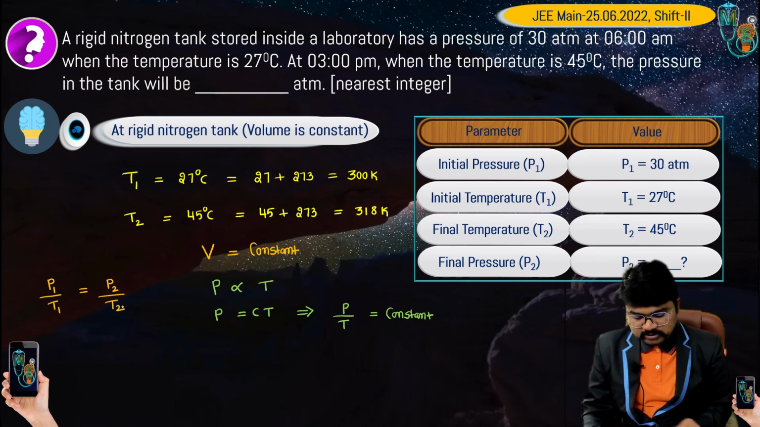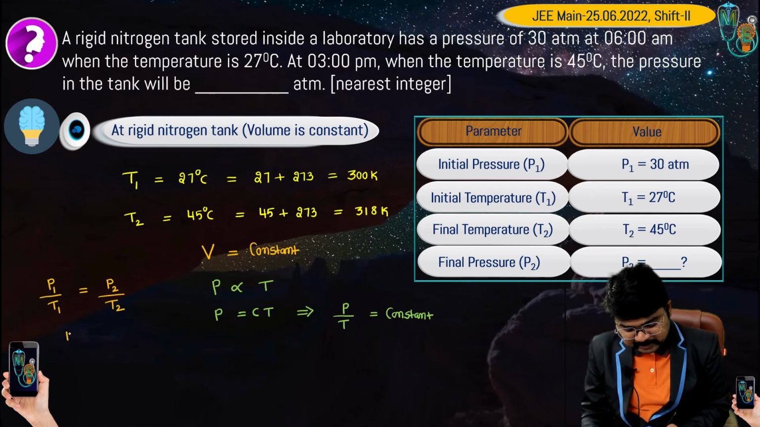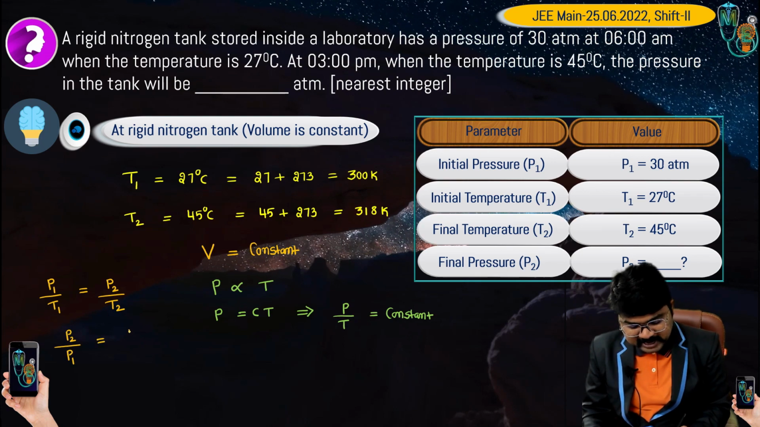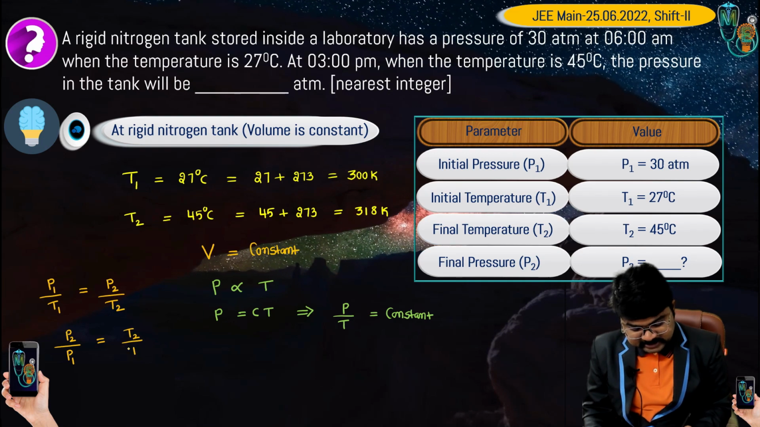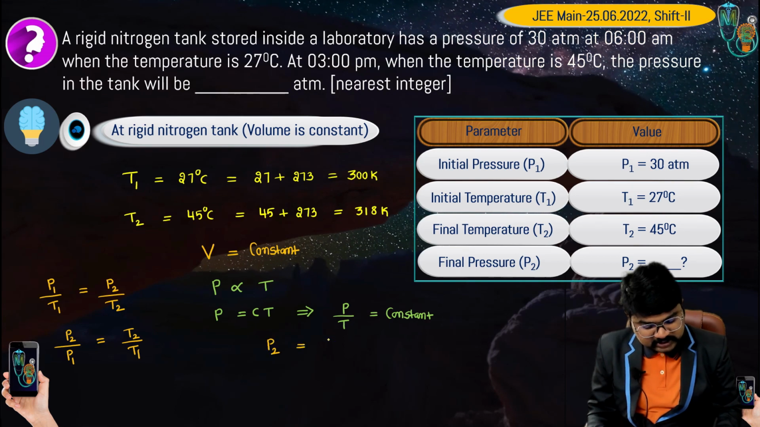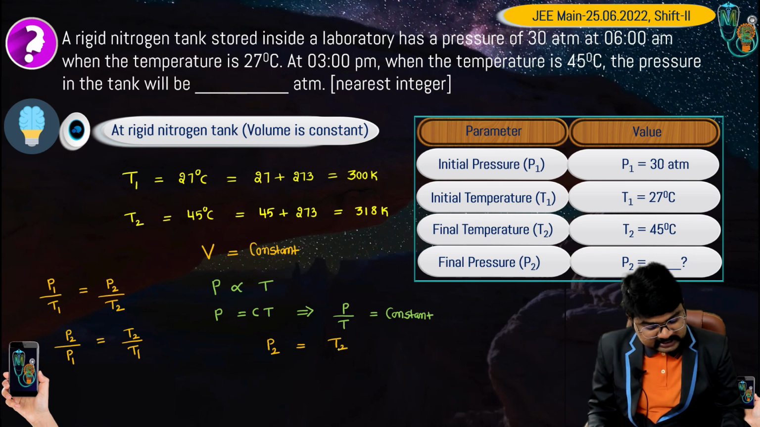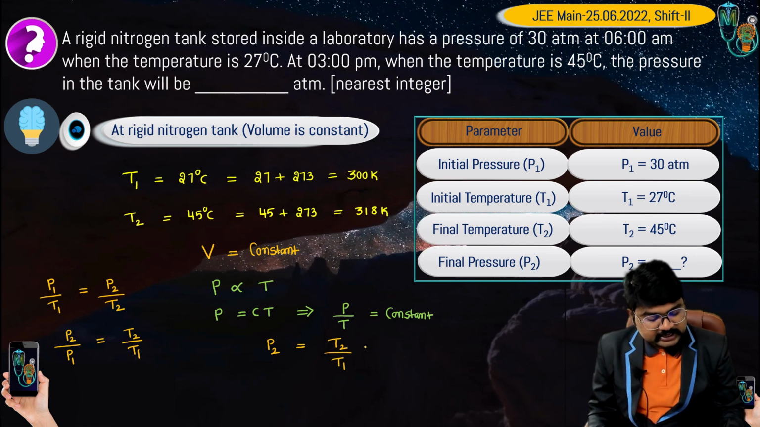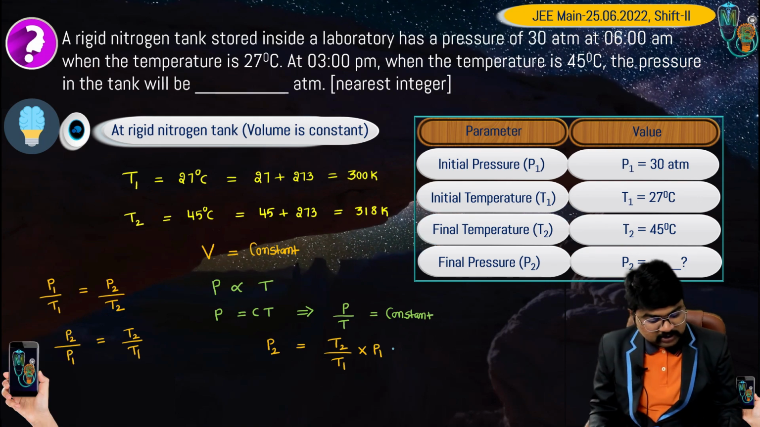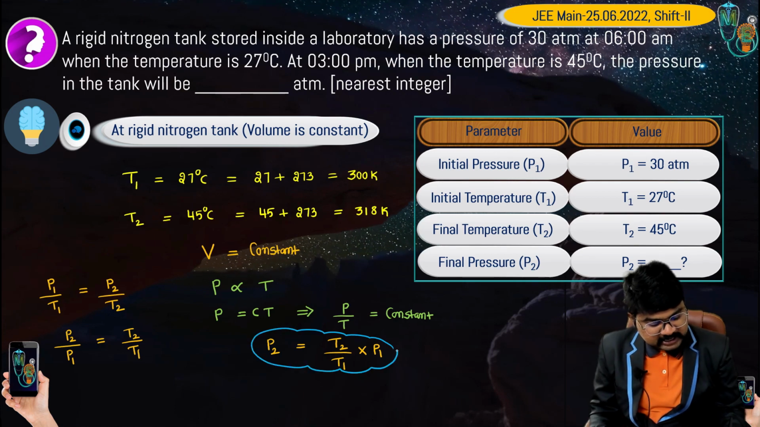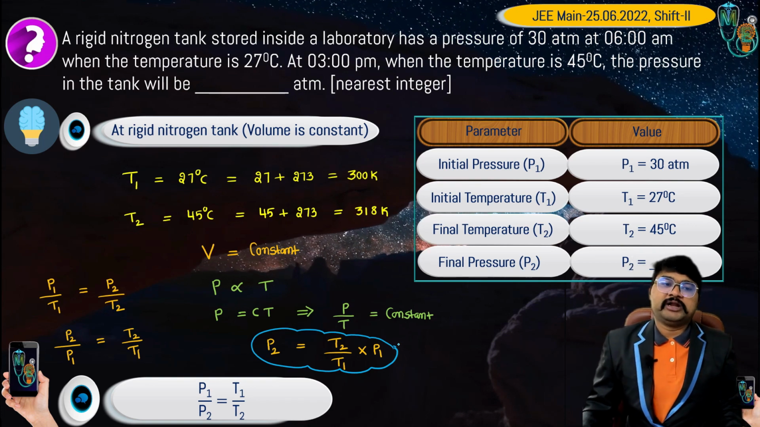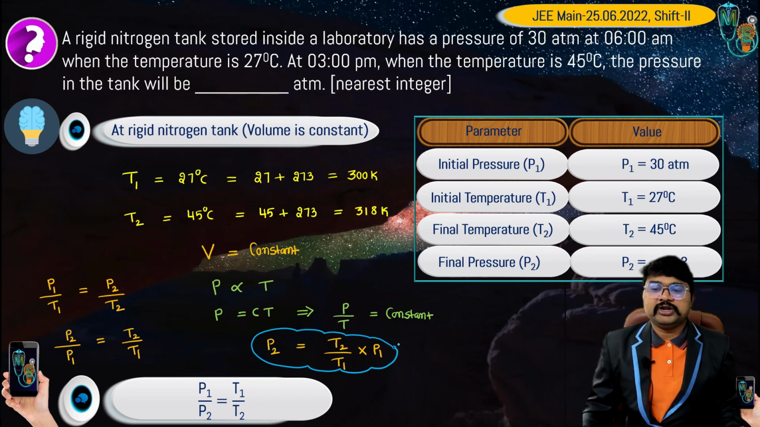You can write it as P2 by P1 equals T2 by T1. So finally, what is the pressure P2? We need to calculate T2 by T1 into pressure P1. In this manner, you will be calculating pressure P2. Finally, we will be getting P2 in terms of atmosphere. Here, P1 by P2 equals T1 by T2, or else P2 by P1 equals T2 by T1.